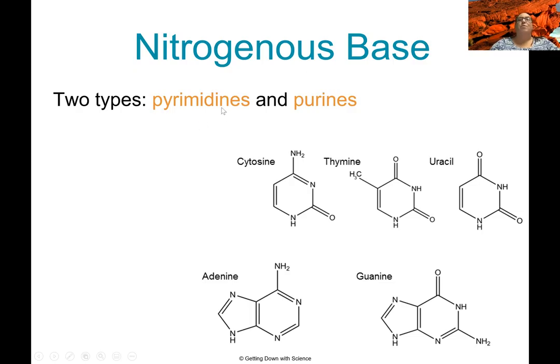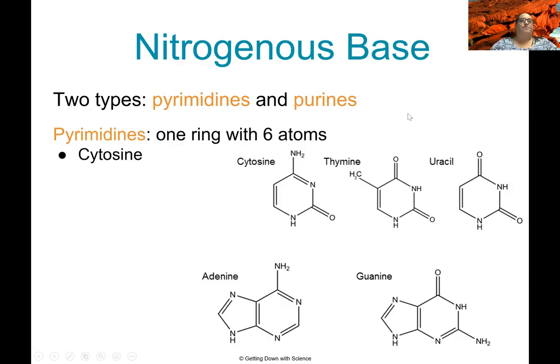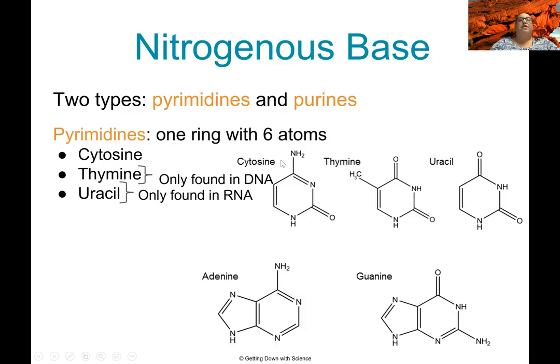Okay, so we have 2 key types of nitrogenous bases. We have what we call the pyrimidines and we have the purines. Pyrimidines will have 1 ring with 6 atoms. So cytosine, thymine, and uracil, as you can see, each have a single ring of 6 atoms. So they are all going to be our pyrimidines: cytosine, thymine, and uracil. Thymine is only found in DNA. Uracil is only found in RNA.